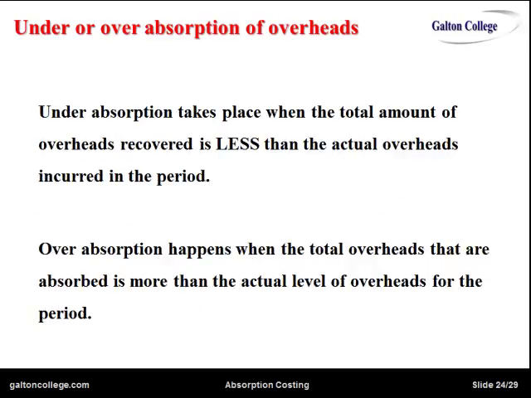Under-absorption takes place when the total amount of the overhead recovered is less than the actual overheads incurred in the period. That's fairly straightforward. If the amount recovered is less than the actual overheads incurred in the period, there's under-absorption. The full overheads were not absorbed. Over-absorption happens when the total overheads that are absorbed is more than the actual level of overheads. Sometimes the allocated figure that managers have to work with was too much. It was over-calculated. And so some adjustment has to take place at the end of the period.